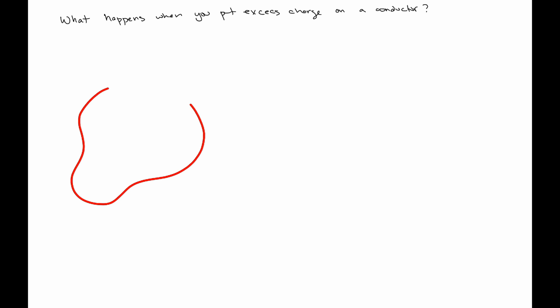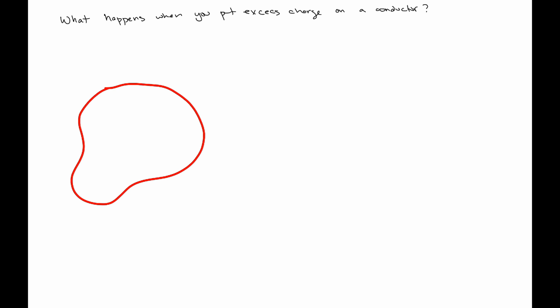In this chapter, we're going to focus on conductors because they're a little bit more interesting to think of in terms of electrostatics. So the question is, what happens when you put excess charge, so extra charge, on a conductor? I'm going to just draw a simple conductor here. Of course, I'm drawing it in two dimensions, but you can imagine this being a three-dimensional object.